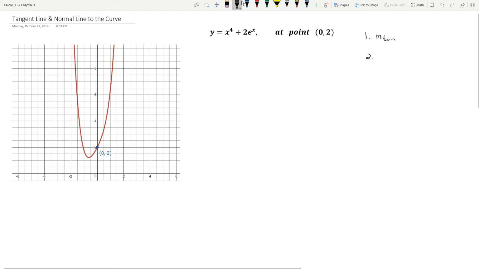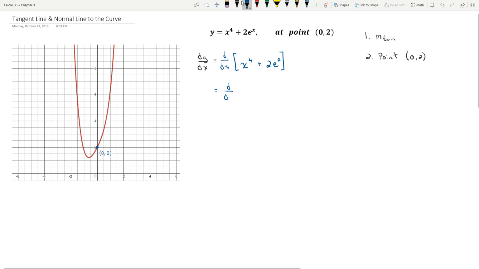And the second thing that we'll need, of course, are given, which are the point, x and y. So the first thing is we'll go ahead and set this up to take the derivative. So we'll have the derivative of y with respect to x, excuse me. And we're going to take the derivative of x to the fourth plus 2 times e to the x. And we'll go ahead and split this up so you can see how this operates individually.